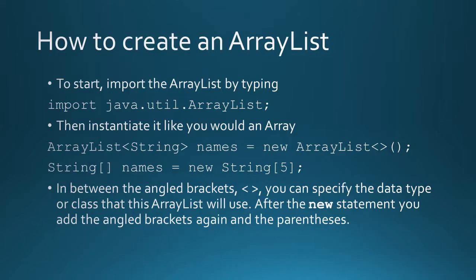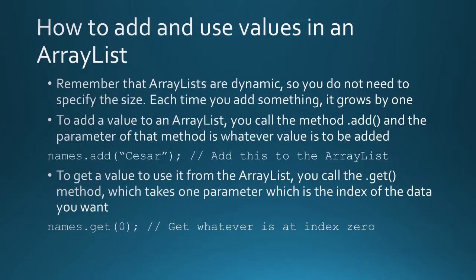After importing it, you instantiate it like you would an array, but notice the difference between the array list and the array. In the array, all you have to do is put the data type and then 2 square braces, the variable name, and then gets the value of the new data type and then the size of the array. With the array list, you have to first write ArrayList, and then using angled brackets, you put the data type or the class that you're going to use, and then the variable name, and then gets the value of new ArrayList, 2 empty angled brackets, and then 2 parentheses. Remember that array lists are dynamic, so you don't need to specify the size. Each time you add something, it grows by 1.